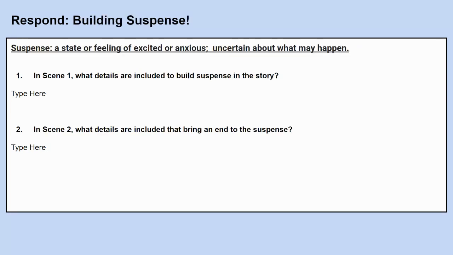Then you're going to be looking at the idea of suspense. The author creates suspense in scene 1 because we're not really sure what's going to happen. If we look at this definition of suspense, it's that uncertainty about what is going to happen. So the author is going to build that in scene 1, but then he's going to bring an end to it here in scene 2.